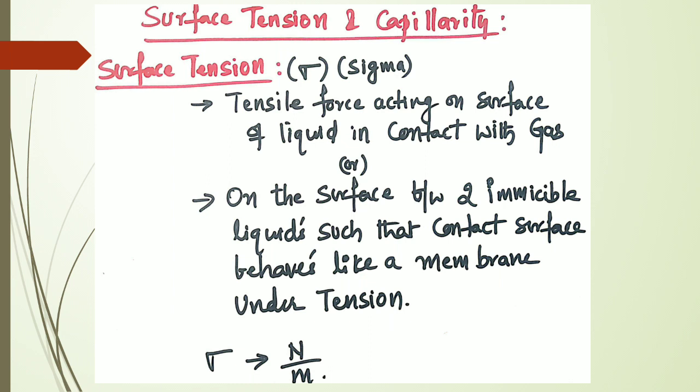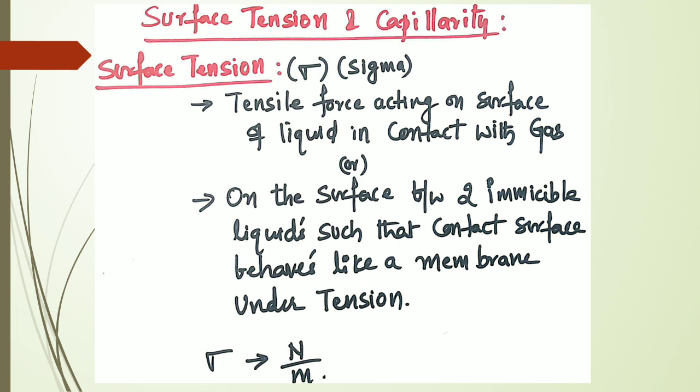The next property of fluid is surface tension and capillarity. Surface tension is denoted as sigma. So what happens at the surface? What do you mean by surface tension? It is the tensile force acting on the surface of the liquid in contact with gas, or on the surface between two immiscible liquids, such that the contact surface behaves like a membrane under tension.